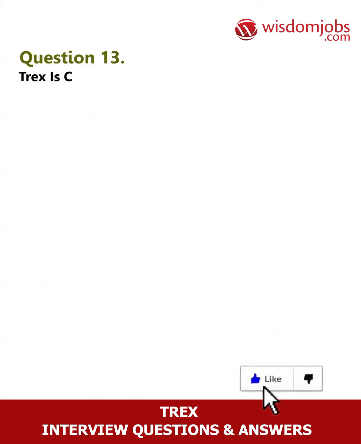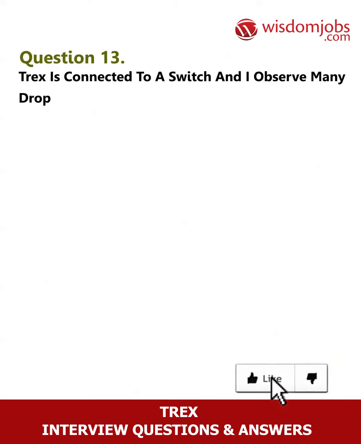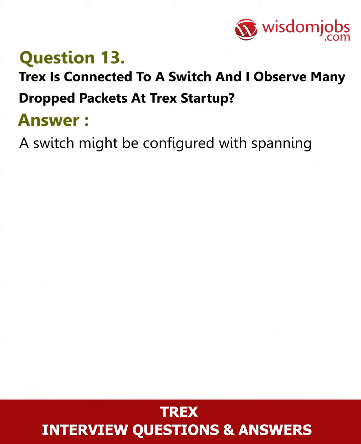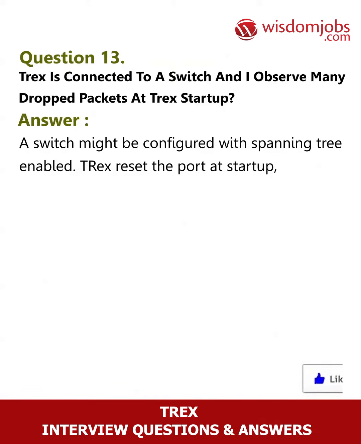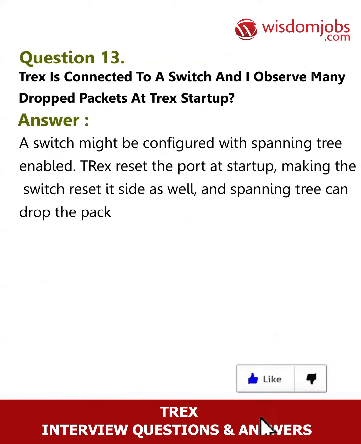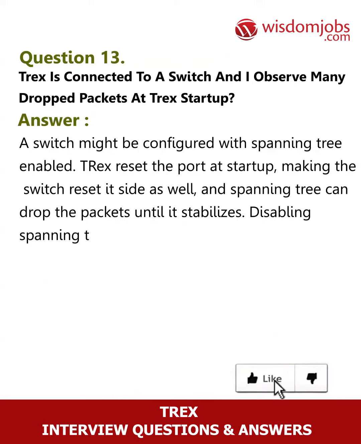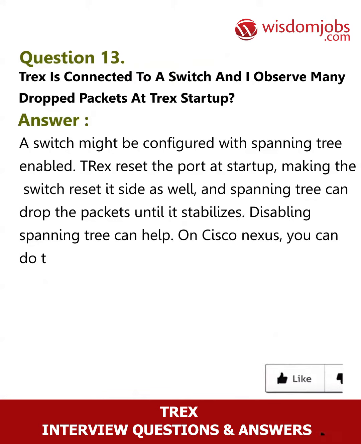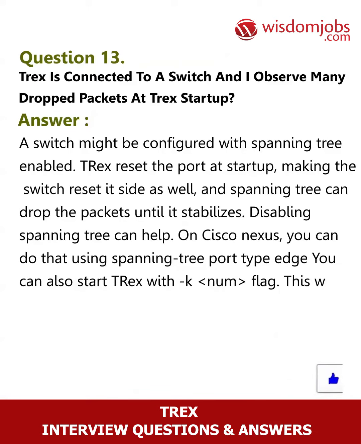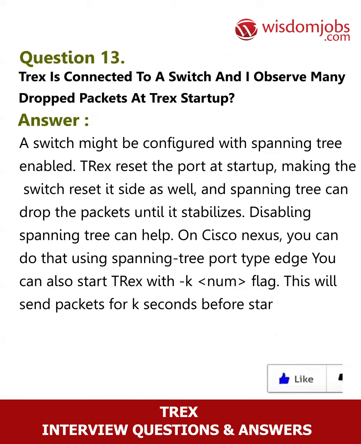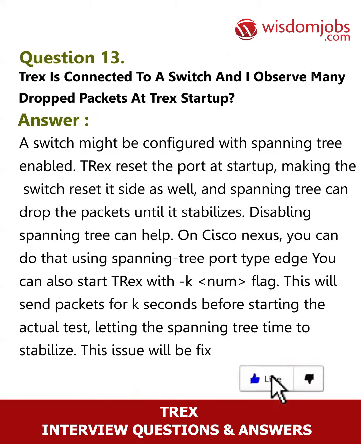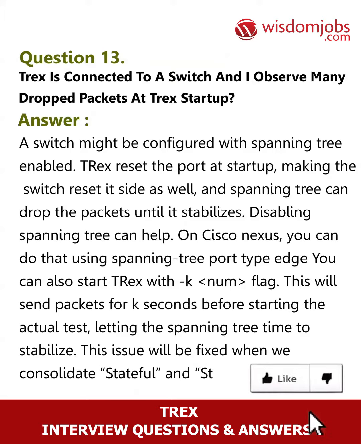Question 13. TRex is connected to a switch and I observe many dropped packets at TRex startup. Answer. A switch might be configured with spanning tree enabled. TRex resets the port at startup, making the switch reset its side as well, and spanning tree can drop the packets until it stabilizes. Disabling spanning tree can help. On Cisco Nexus, you can do that using spanning-tree port type edge. You can also start TRex with the -k flag. This will send packets for k seconds before starting the actual test, letting the spanning tree time to stabilize. This issue will be fixed when we consolidate Stateful and Stateless RPC.